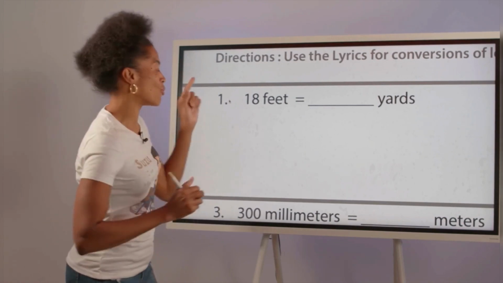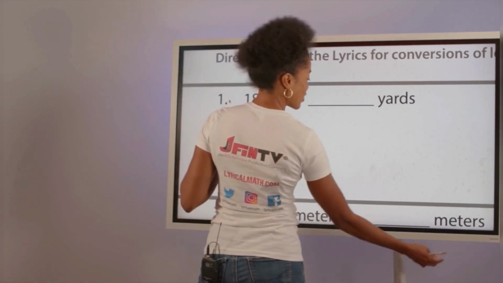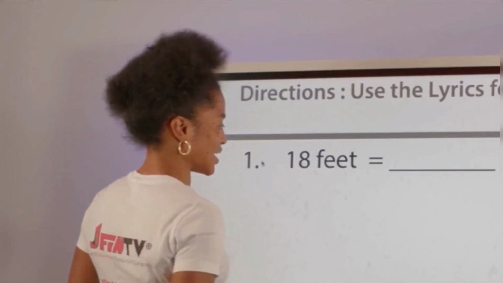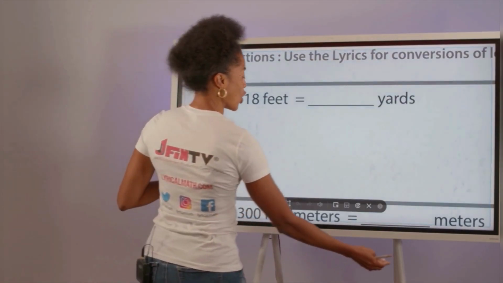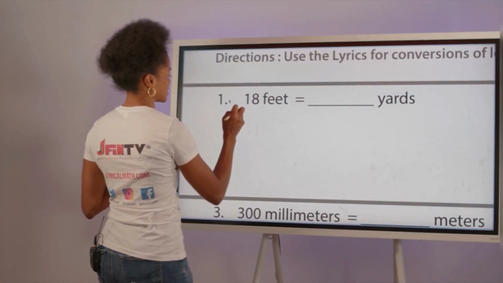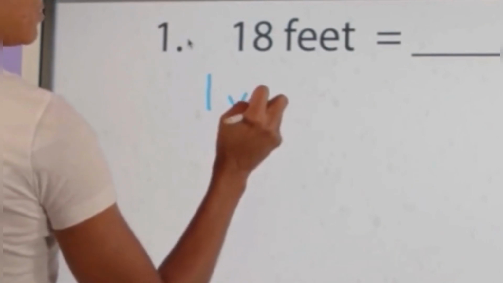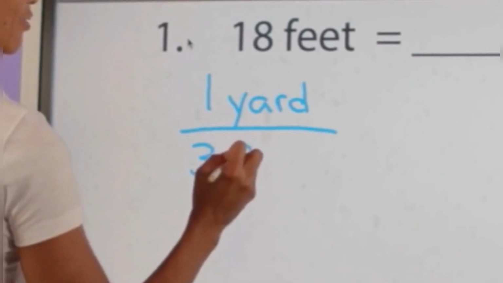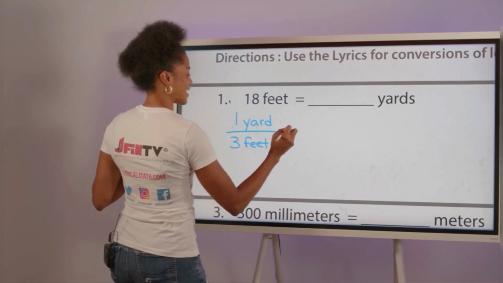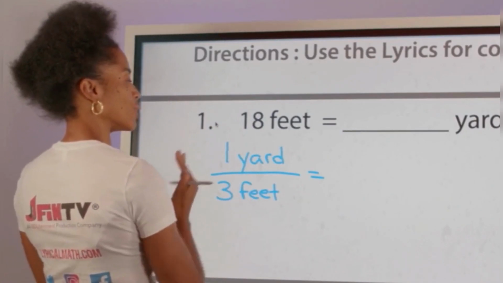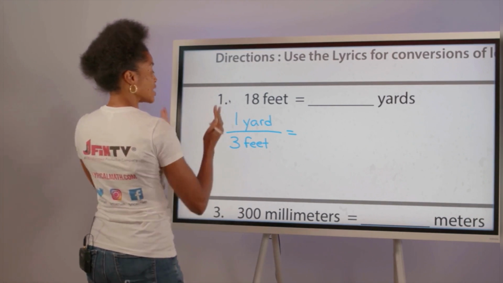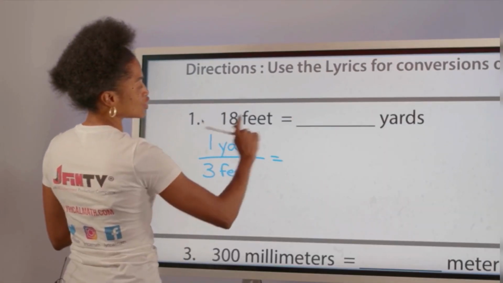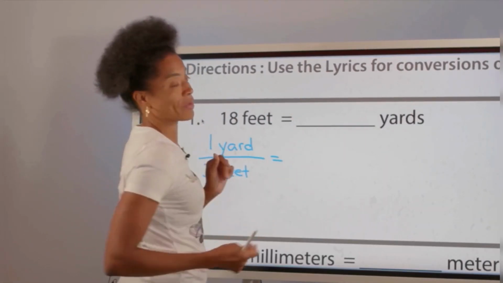So we know 1 yard is equal to what? 3 feet. We're going to set that up. 1 yard over 3 feet. Look at this. 1 yard over 3 feet. We're going to set that equal, go from what we know to where we want to go. What? Go from what we know to where we want to go. We want to go to 18 feet equals some amount of yards.